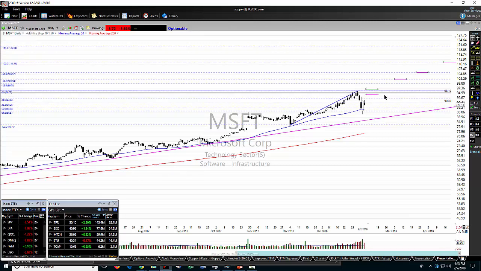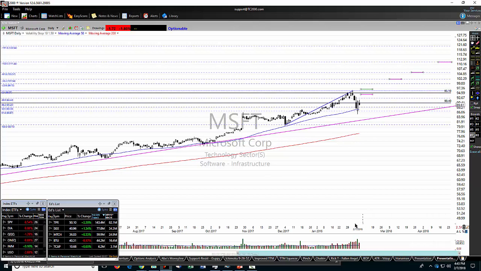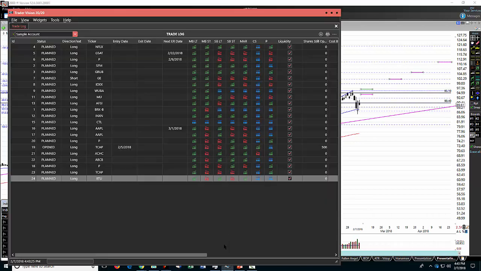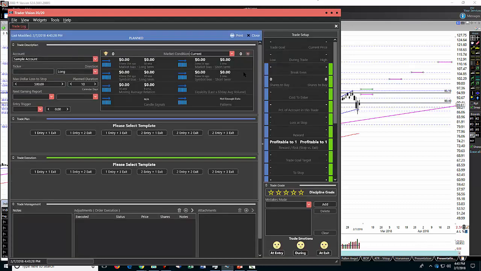I've only got 4% up into resistance, so I'm going to wait for it to get back in the trend, break out, retest, and prove to me that it's back ready to roll. Let's see what we can plan with Trader Vision here. So MSFT, $200.